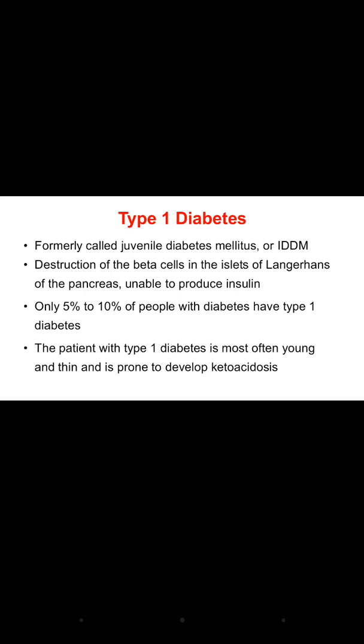So in type 1 diabetes mellitus, there is no insulin. If there is no insulin, it means the glucose can't be utilized from the blood. So the glucose formation is by the non-carbohydrate substances, and this process is called gluconeogenesis. That's why type 1 diabetes mellitus patients are more prone to developing ketoacidosis.